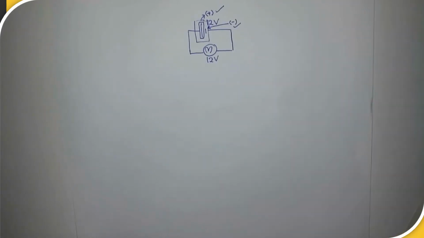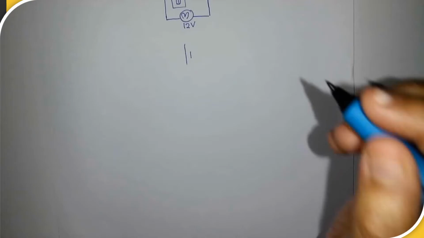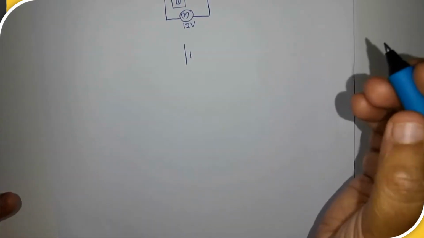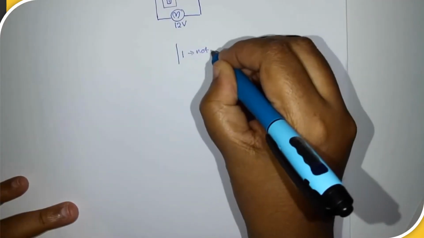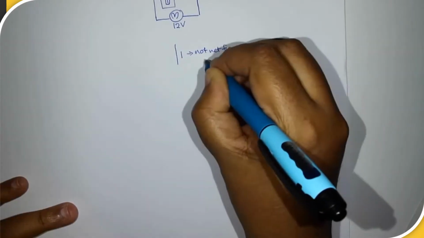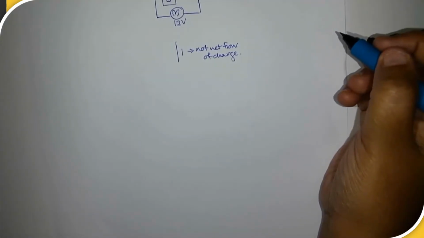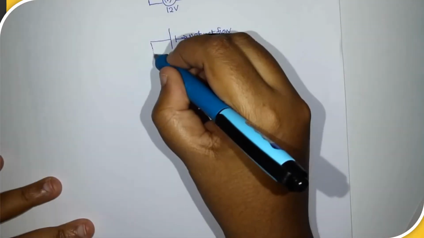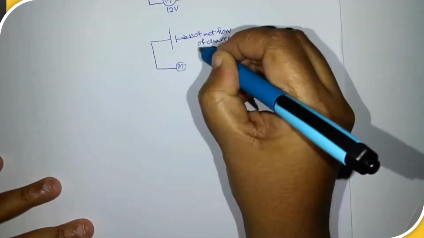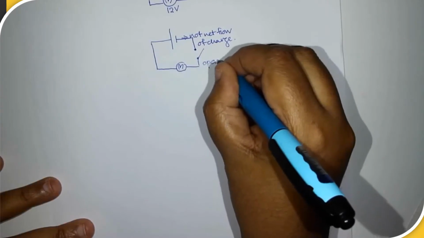When the EMF source is not connected to the lamp, it's just a battery by itself, which means there is no net flow of charge within the EMF source. If I connect the battery to the lamp, but put in a switch that is open, we call this an open circuit.